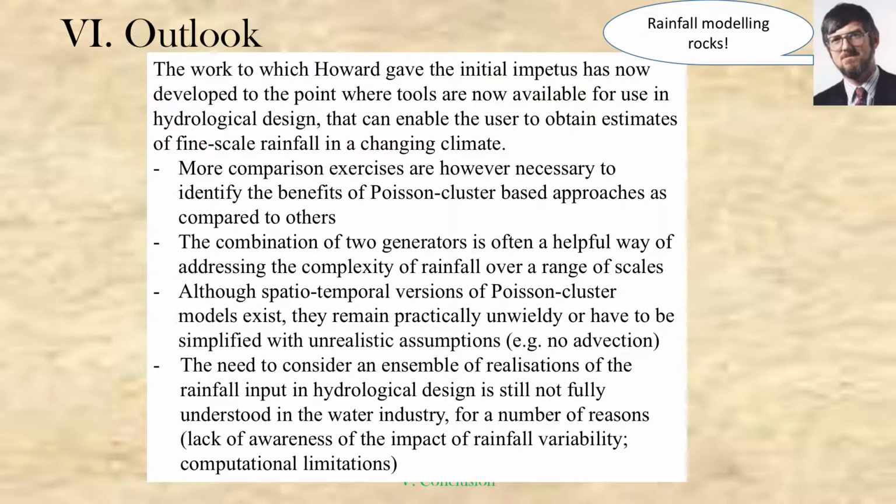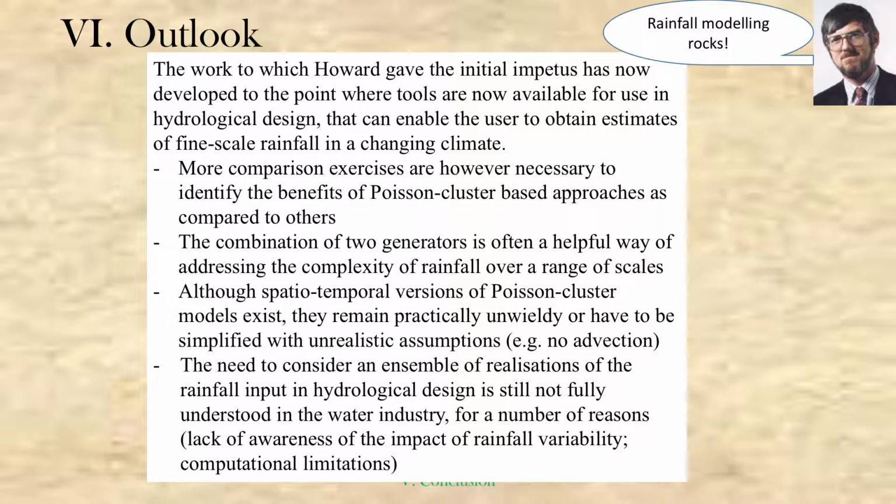So I think that there are a lot of tools around for having an effective stochastic generator for fine-scale rainfall in a changing climate. Probably more comparison exercises are needed. I'm aware that there are some big comparison exercises that have been carried out, in particular by Moran, as Richard mentioned. But I think there are still some issues in comparing these different approaches.